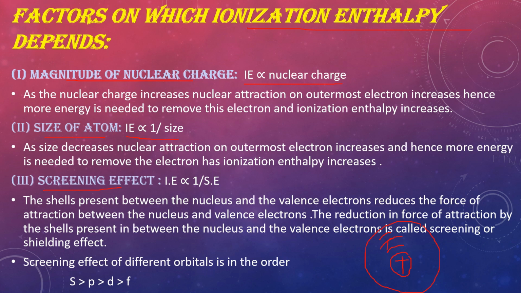Further, the screening effect of different orbitals of the same shell is in this order. s has more screening effect because it is spherical in shape, followed by p, which has a dumbbell shape. Then d orbitals have poor screening because of their double dumbbell shape, there are so many gaps between them, and f orbitals have very poor screening effect. Screening effect is also known as shielding effect.